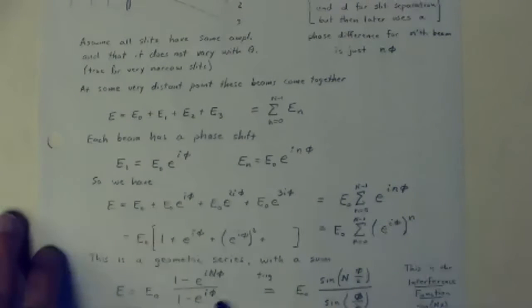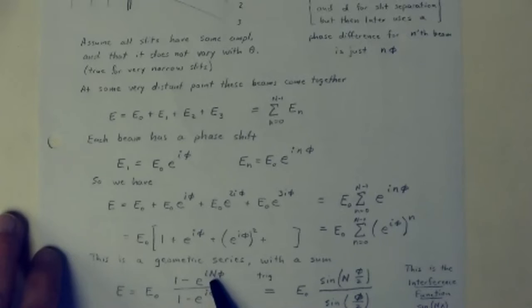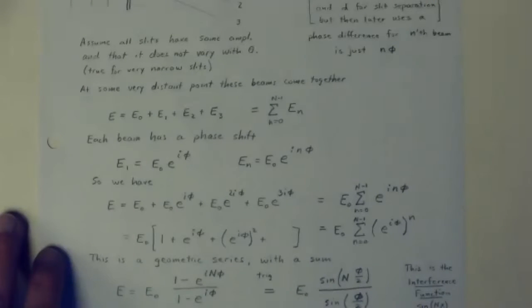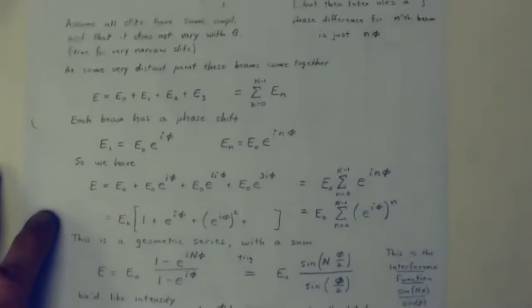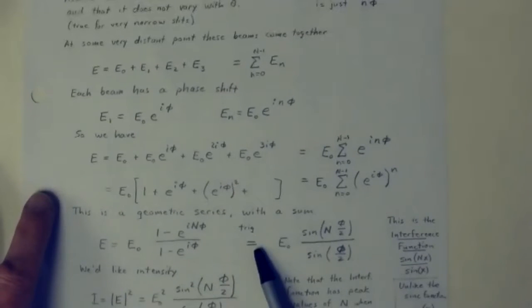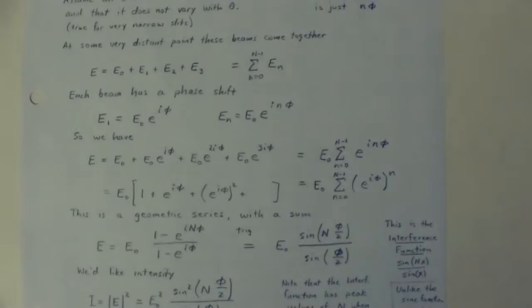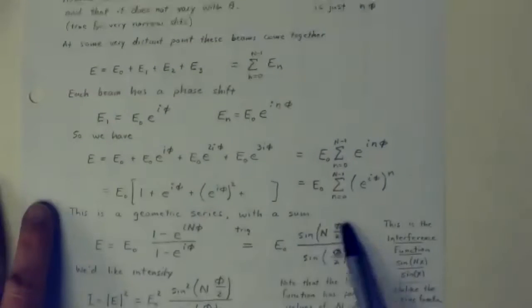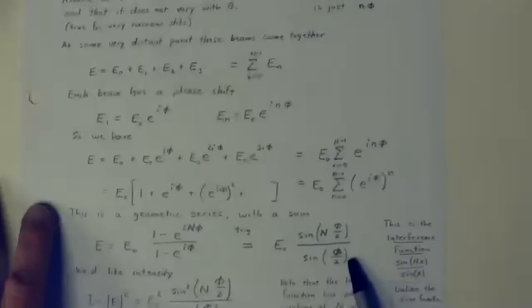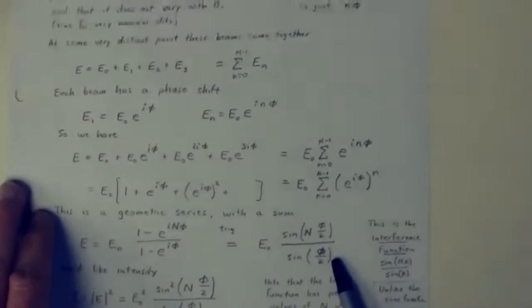Anyhow, so here's our result, where capital N would be the number of slits. For the example up there, that would be 4. With a little bit of trig, you can convert this into sine functions instead of exponentials. And this is now defined as a new function. You remember a little while ago we defined the sinc function, and this one is called the interference function. It's not the same thing.